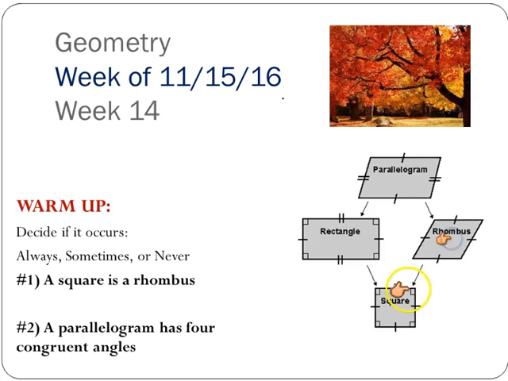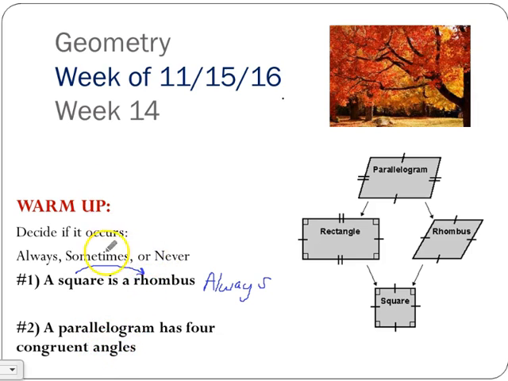Because it has all the properties that a rhombus has, a square can be considered always a rhombus. So we would say always in this case, because it has all the properties. A square has all the properties of a rhombus, so it would always be considered a rhombus.